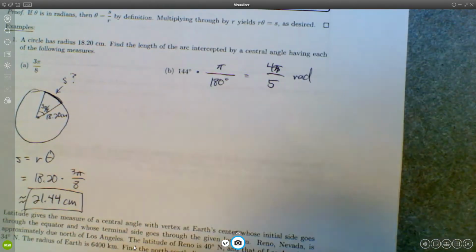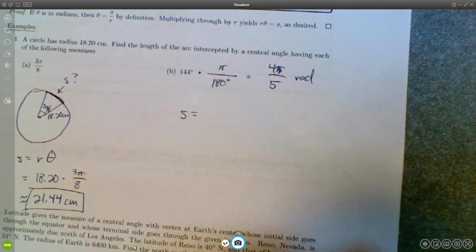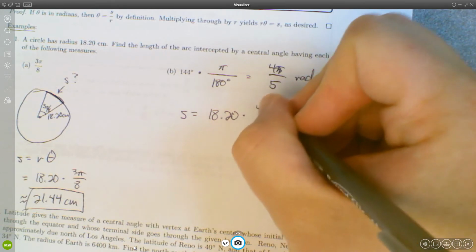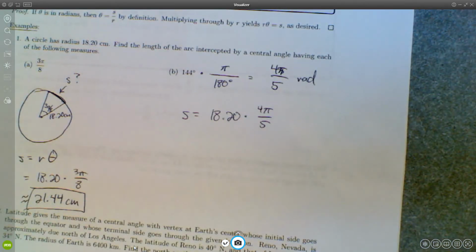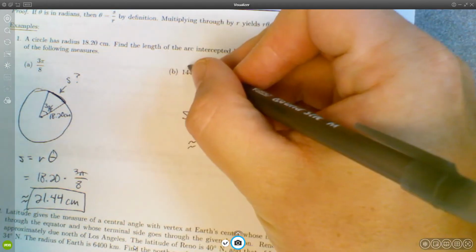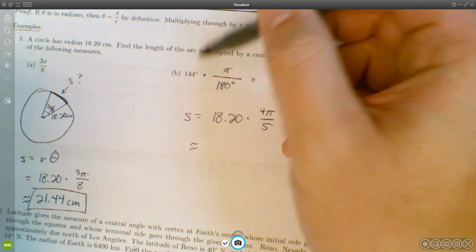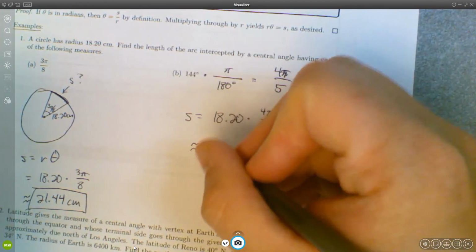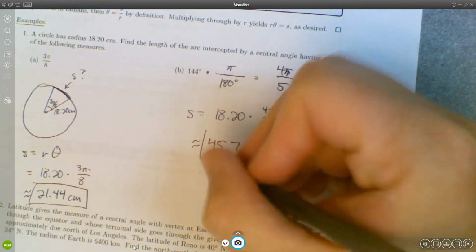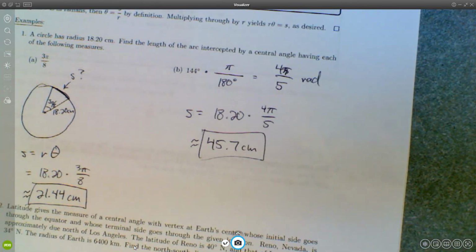Radians. So the arc length intercepted by that angle is going to be 18.20 times 4 pi over 5. So that's about 45.74. Well, I guess this time we should use 3 sig figs, right? Since we were only given 3 sig figs to start. So we'll say 45.7 centimeters. Okay, so that's how that works.